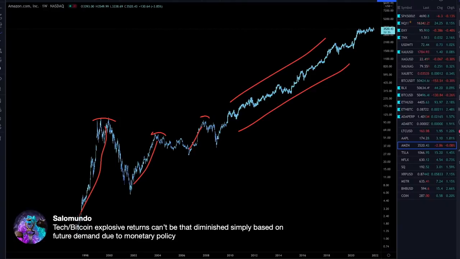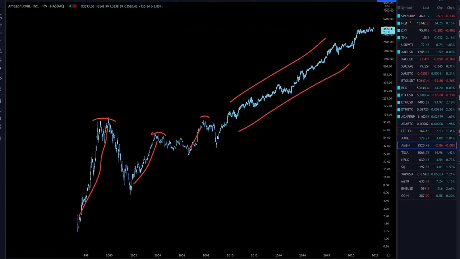Tech and Bitcoin explosive returns, can't that diminish simply based on future demand, due to monetary policy, as well as what we are looking at with the dollar at its current trajectory? It's unsustainable. What's going to happen? Where are those flows coming from? I think it's very difficult for all of us to understand exponential growth, including myself. There's a massive amount of money out there. It doesn't take much money to move Bitcoin at all. And there are a lot of people out there who are holding strong.